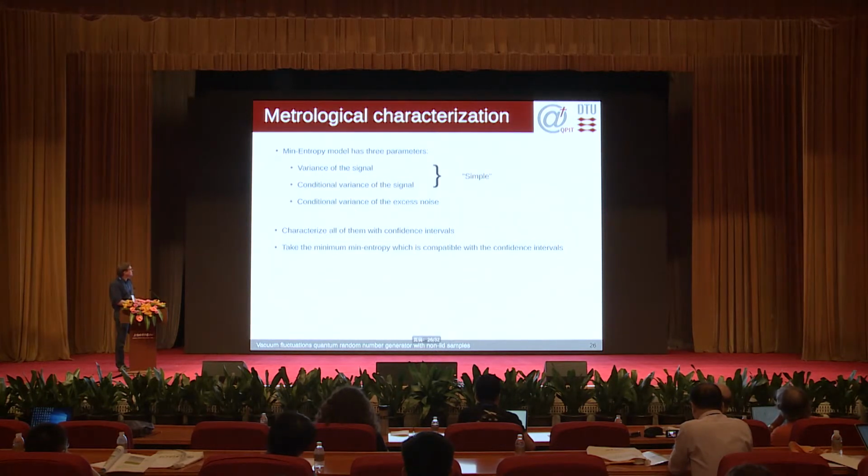So for the characterization, the variance of the signal and the conditional variance, this is simple, because we are just calculating both from the power spectral density. So we just need to measure a lot of samples, calculate the power spectral density, and can write down the confidence intervals also for that. So this is relatively simple. What is more complicated is the variance of the excess noise.